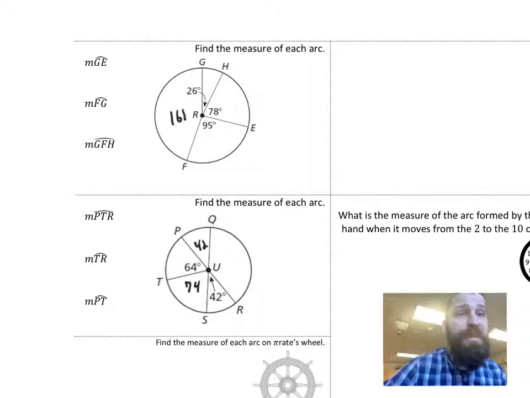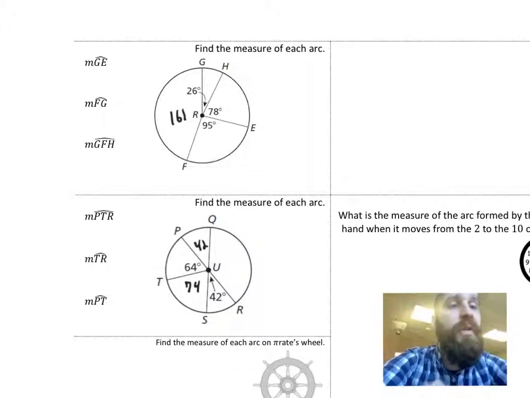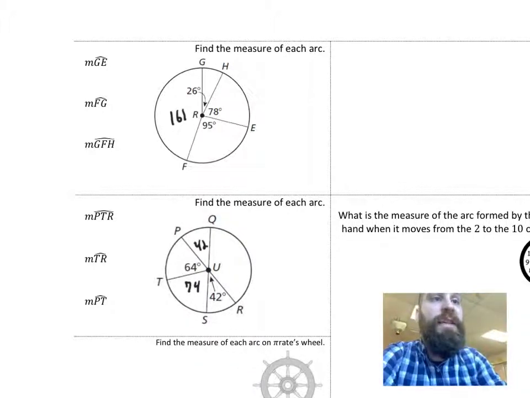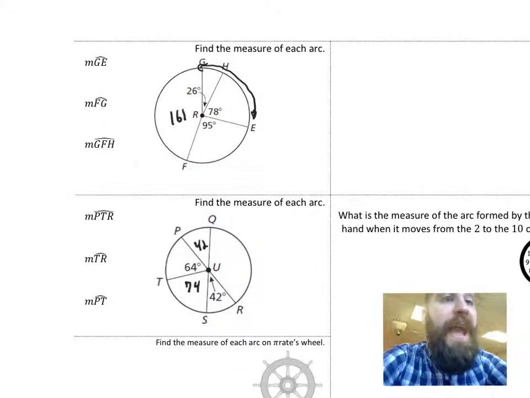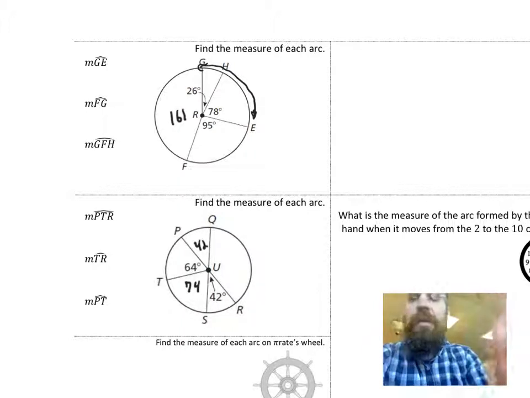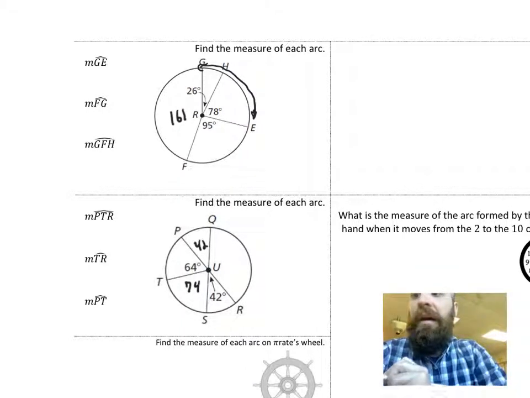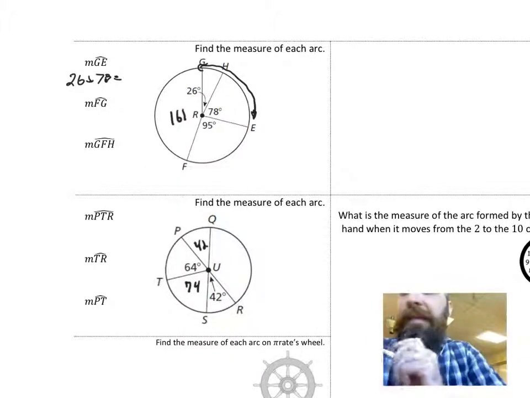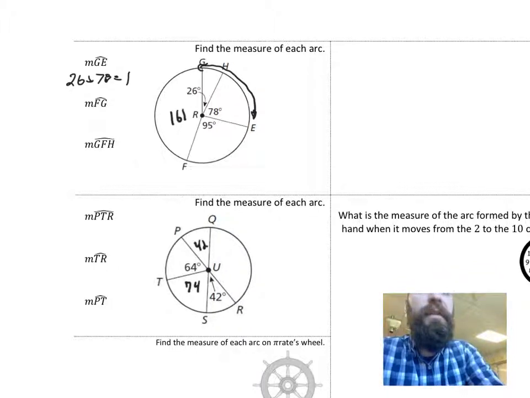Hi guys, Mr. Robertson here. Flip your paper over and let's go over a couple examples here. Look at the first one in the upper left corner of your paper. It says find the measure of each arc. So we want to find G to E. Minor arc G to E is, I'm going to highlight it here, from G to E. All we're going to have to do is add together our central angles there. So 26 plus 78 is going to give us 104 degrees.